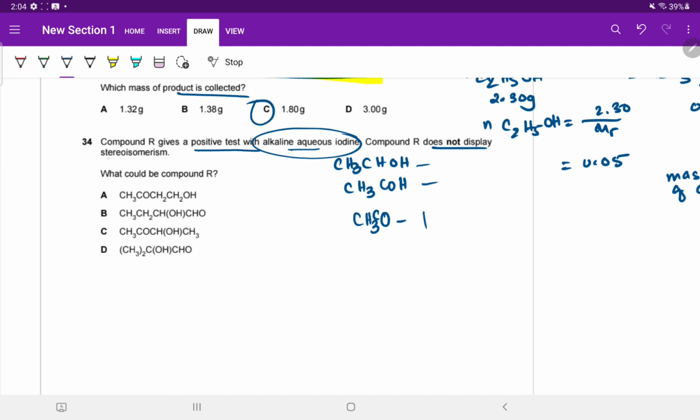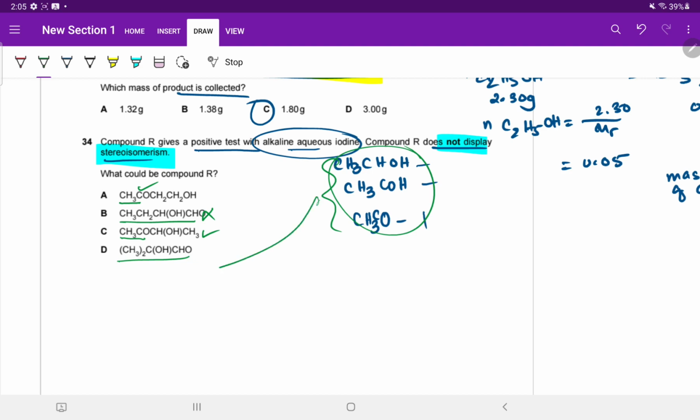So compound R does not display stereoisomerism, so this is another important thing which they have mentioned. So at first let's look for these groups in this compound. The first one, CH3CO is present, so yeah, we can consider this. Option B, no CH3OH or CH3, anything of these three is not present. Also in option C we have CH3CO, so we can consider option C. Option D does not have any CH3 or any of these things, so option D is already eliminated. So now let's just compare between these two options, option A and option C.